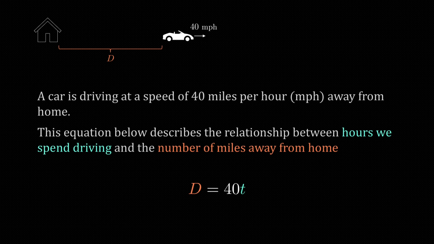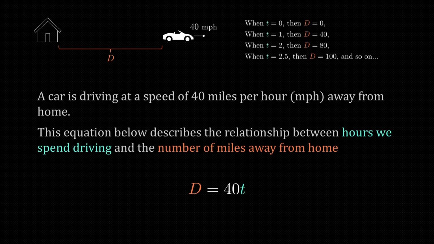Like the haircut example, we can choose different values for t, top right, and generate their respective distances from home. When t equals 0, which is the beginning of the trip, then our distance d from home is 0 miles. When t equals 1, which is 1 hour into the trip, then d is 40 miles. When t equals 2, then d equals 80 miles. And when t equals 2.5, then d equals 100 miles. And just note, I chose 2.5 instead of 3 to demonstrate that we can also plug in fractional quantities for t as well.